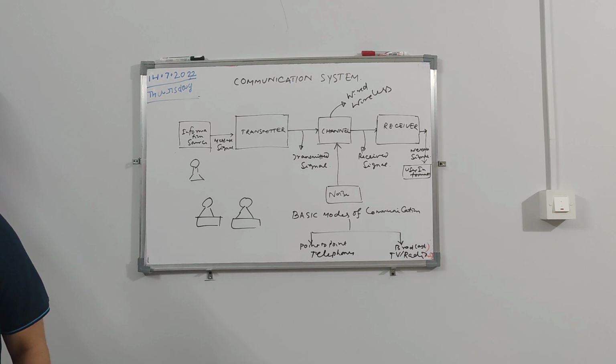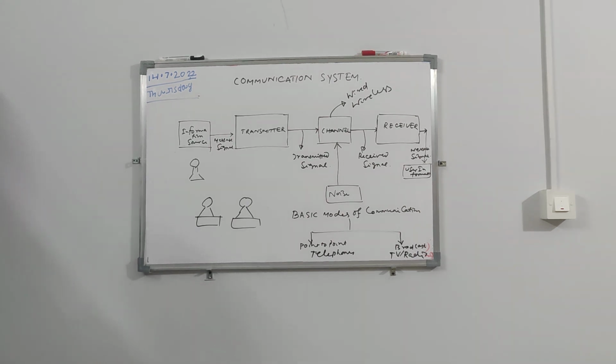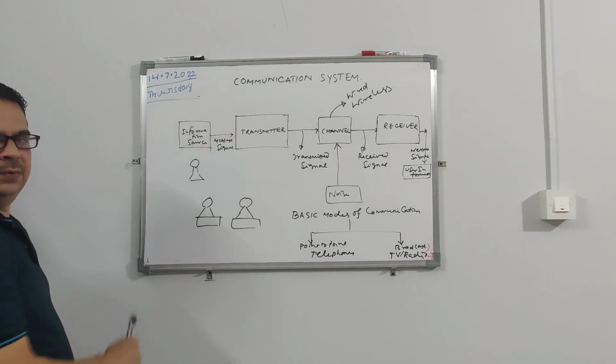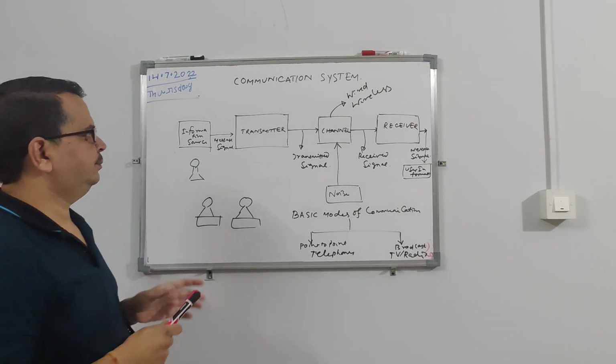When a transmitted signal propagates along the channel, it may get distorted due to channel imperfection and noise. So the receiver has the task of operating on the received signal. It reconstructs a recognizable form of the original message signal for delivering to the user of the information. So there are two types, what I have told: one is point to point, one is broadcast. Here the voice signal is getting converted to an electrical signal.